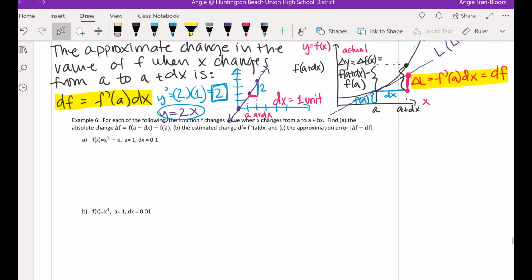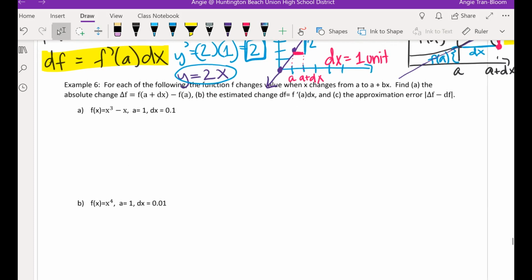Well, let's use it right away to apply to example 6. For each of the following, the function f changes value when x changes from a to a plus dx. I believe that really needs to be fixed to dx. Find, part A, the absolute change, which is the actual change. Then B, estimate the change. What this question is really doing is, do you see much difference? Is it that much of a difference? And C, approximate the error. That means you need to subtract the actual and the approximation.